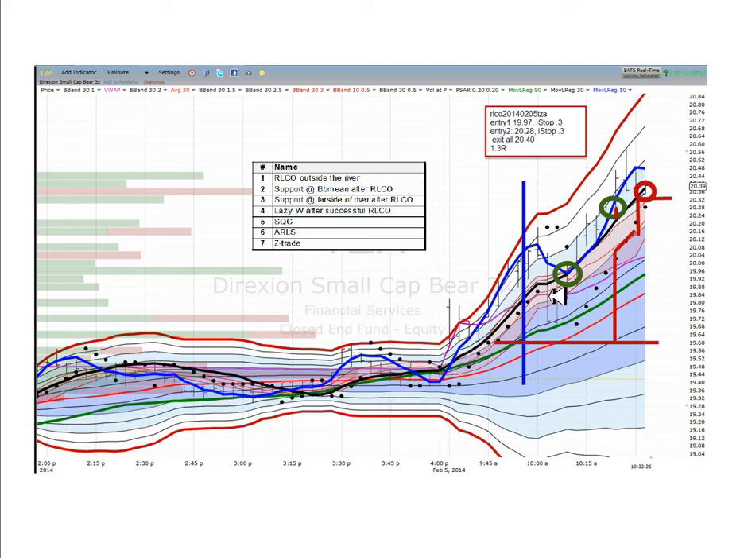SQC, support at the edge of the river, taking off on the next leg up. You can think of that as a lazy W as well, with support here, support here, support here, and moving out, finding support where it should. Notice how the dragon acts as a support here, pointing the way to the move of the day.